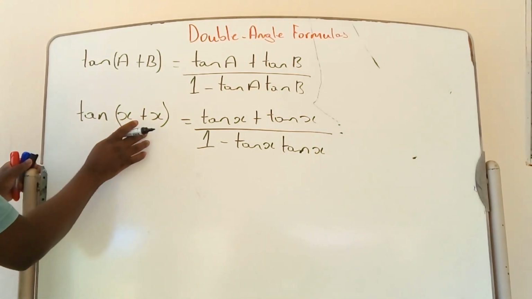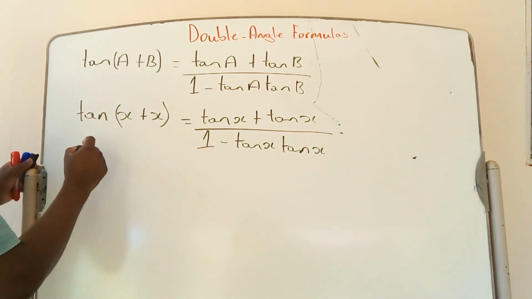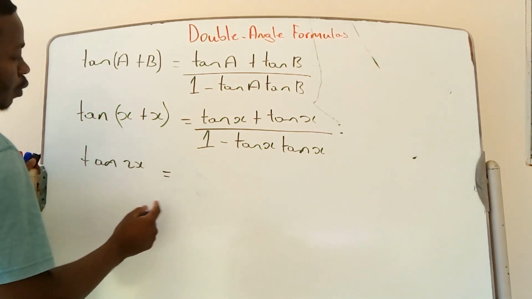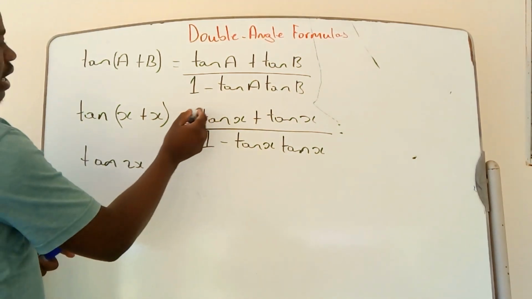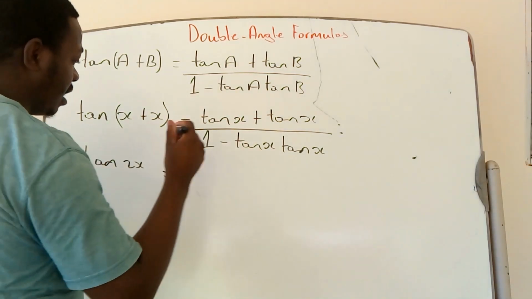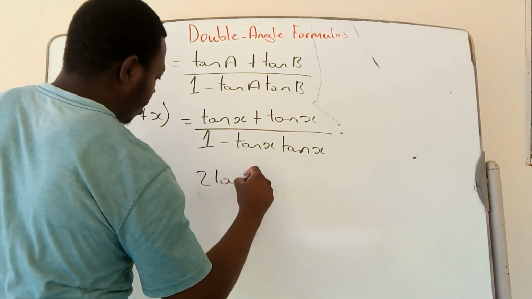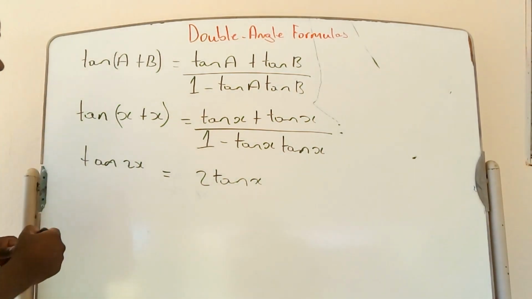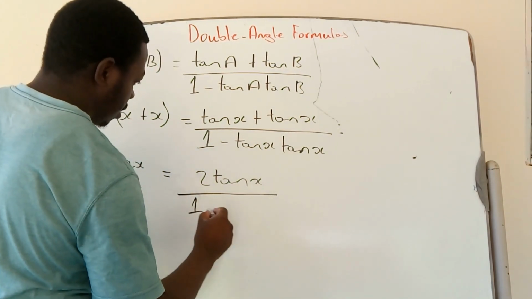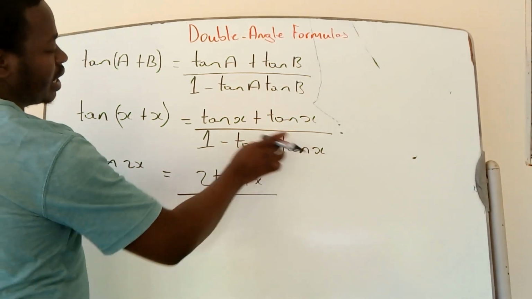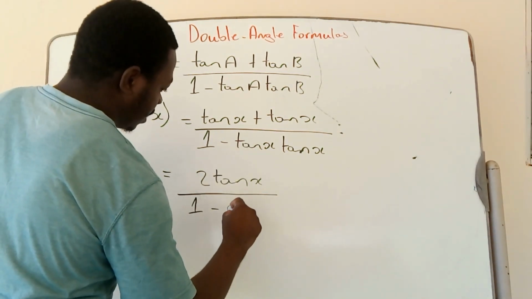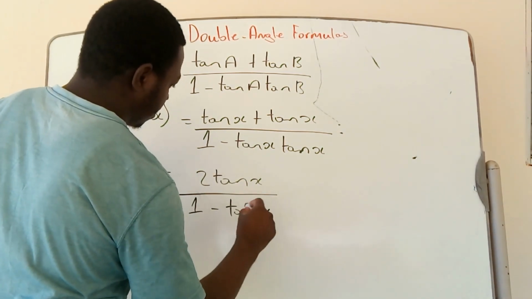What if we try to combine this side? What is x plus x? X plus x is just 2x. So this is equal to tan of 2x, right? What if we simplify this side? This is tan x plus tan x. But this is just one tan x plus another tan x. So how many tan x is that? That's just 2 tan of x. You clear there? All over 1 minus, what's tan x times tan x? That's just tan squared of x, isn't it?